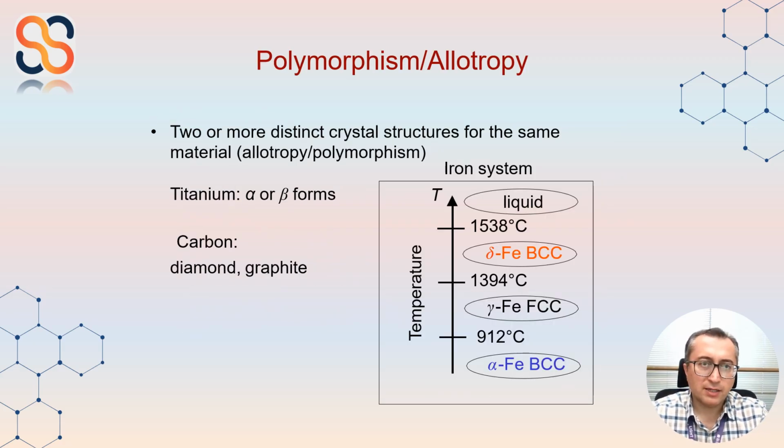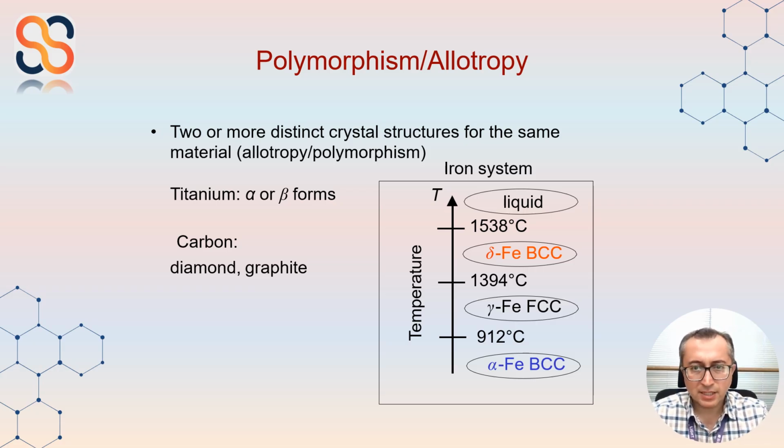Now, let's define polymorphism and allotropy. This refers to the existence of two or more distinct crystal structures for the same material. Usually, we use allotropy for pure elements and polymorphism for compounds. Now, let's explore some examples.